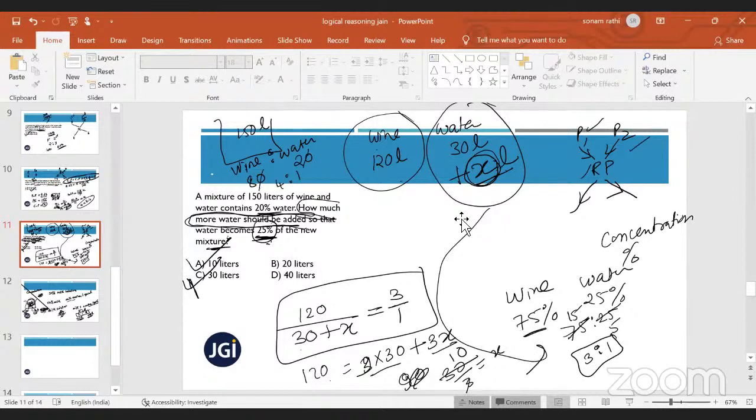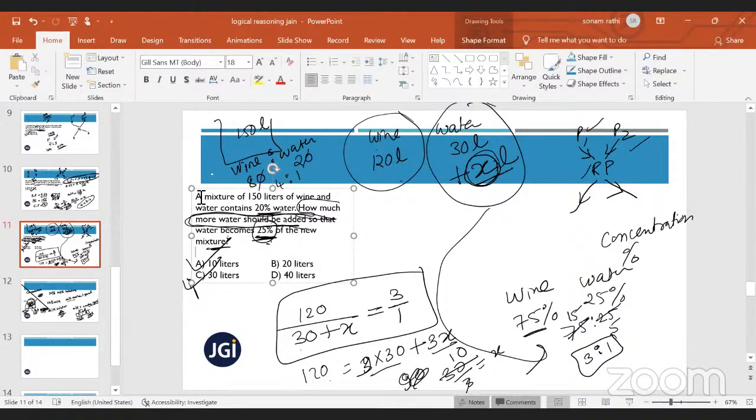Who told me the wrong answer first? Who said 30? Pranita. Okay, no worries. So this is your answer. You will add 10 liters of water to change the concentration from 20% to 25%. Let me explain one more time for those who are not getting this.